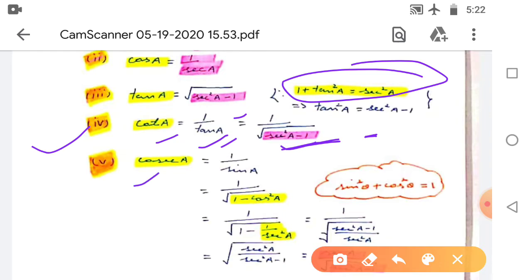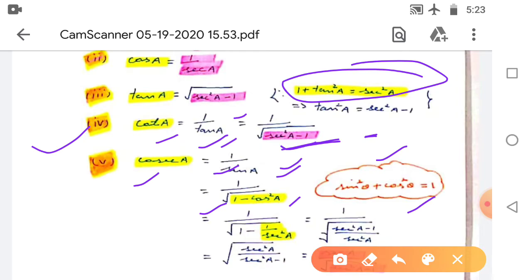Next comes cosec A. Cosec A is equal to 1 upon sin A. This is the basic. Now instead of writing sin A, we write the square root of 1 minus cos square A, because we know sin square theta plus cos square theta is equal to 1. So sin theta is equal to under root 1 minus cos square theta. So here sin A is equal to under root 1 minus cos square A.